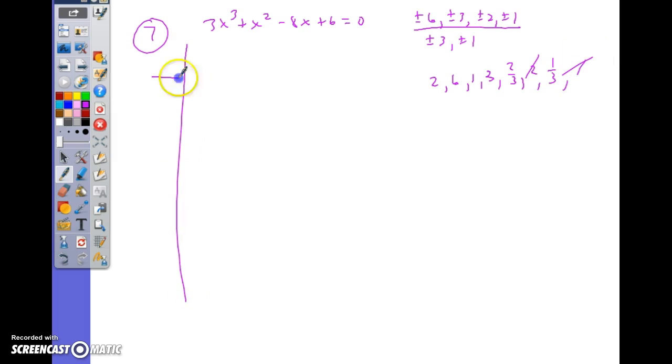So here's my list. I've got 6, I've got 3, I've got 2, I've got 1, I've got 2/3, and I've got 1/3. It's important you list them in order because if you find an upper limit, it means you don't have to go above that line anymore, right? So if you get them in order, you don't have to start shuffling things and start that sort of nonsense. Negative 1/3, negative 2/3, negative 1, negative 2, negative 3, and negative 6 is my list.